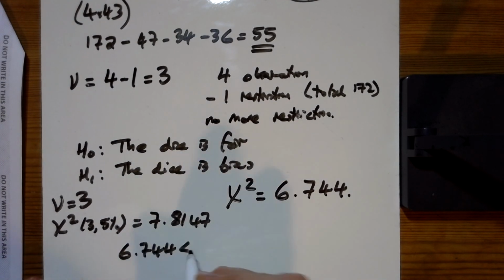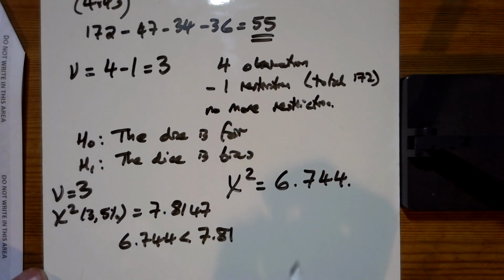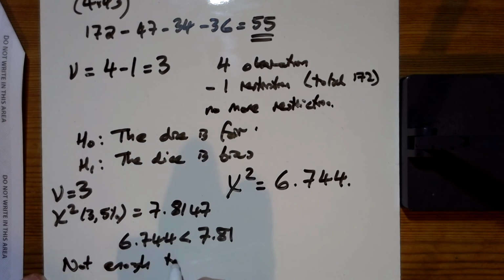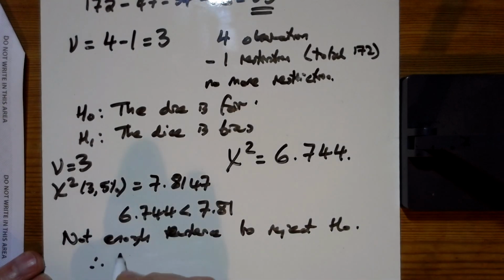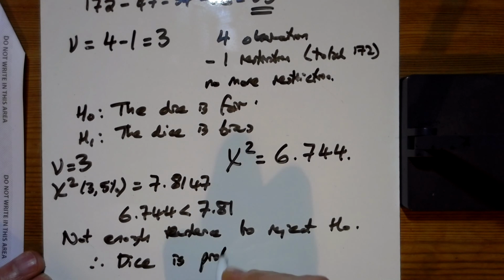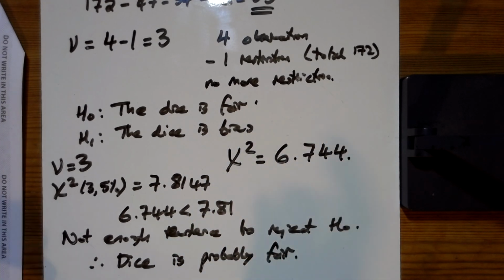So conclusion, 6.744 is less than 7.81, so we're sticking with this one here. Not enough evidence to reject H0, and so let's put it in context. Therefore, dice is probably fair. I'm a bit confident there, aren't I? I should say not enough evidence to say the dice is biased is probably a better way of putting it, isn't it?